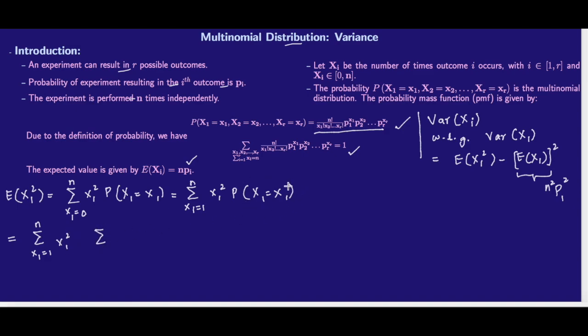Now, if I have to separate x1 from this joint PMF, I sum over all the variables except x1. In other words, I marginalize with respect to x1. So this is equal to the sum of n factorial divided by x1 factorial up to xr factorial, p1 to the x1 up to pr to the xr. Correct?